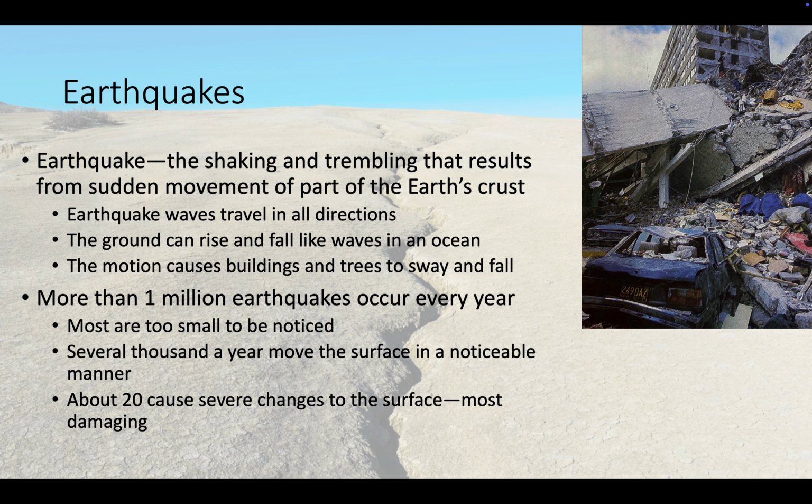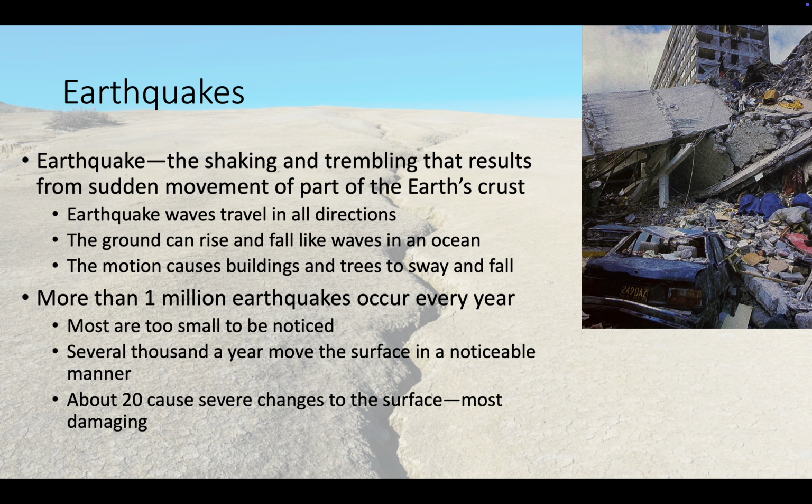We're going to go further in depth now. Earthquake waves travel in all directions. We kind of already hit on P and S waves a little bit previously. We'll go into more depth with those as well. The ground can rise and fall like waves in an ocean. Now, are they going to get really big? No, but they can go up and down because of that movement of the waves. The motion causes buildings and trees to sway and fall.